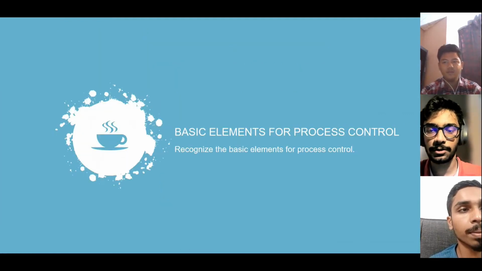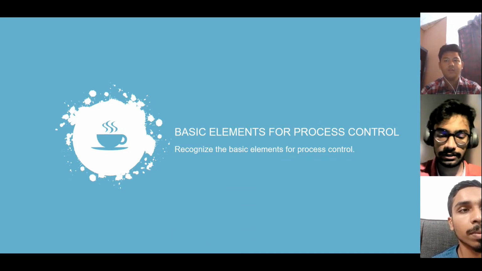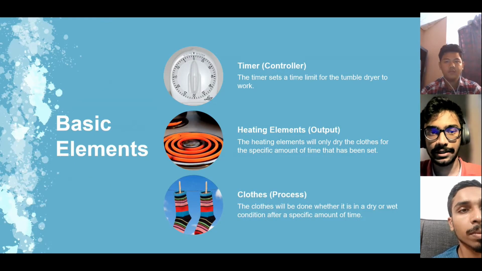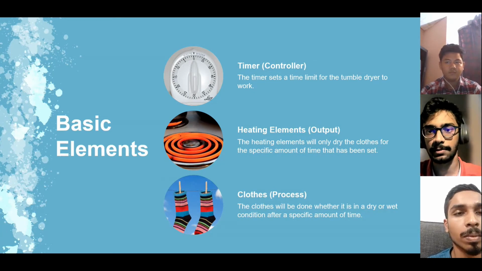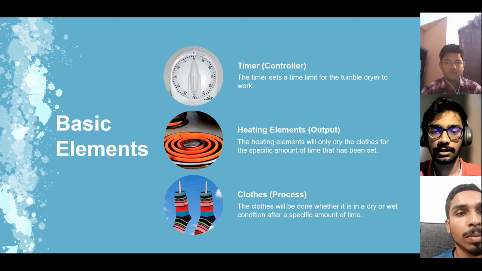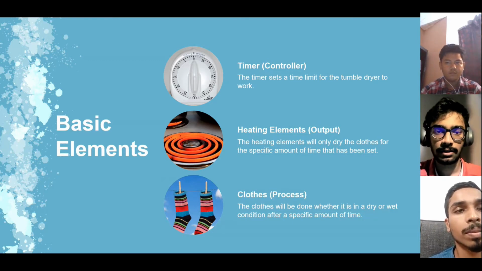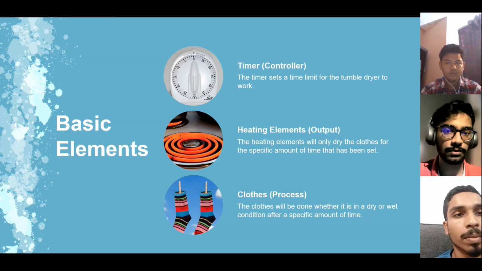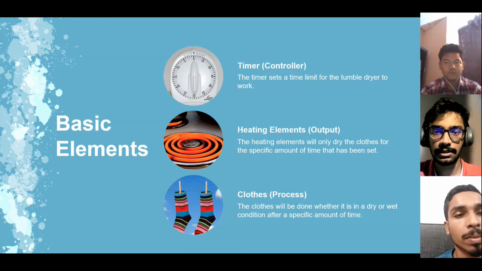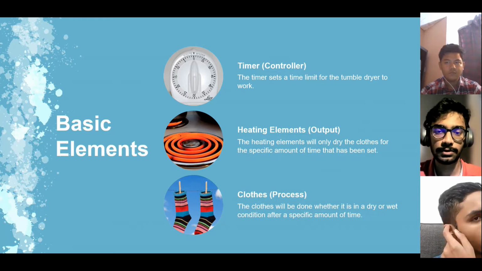So the basic elements for process control, is to recognize the basic elements for the process control. So let's just get into it. For the tumble dryer, the basic elements are the timer, heating elements, and clothes. The timer acts as a controller, where you set a specific time limit for the tumble dryer to work. It will just work on the time limit you have set. It doesn't matter if you put a lot of clothes or a small amount of clothes. It will just work until the specific time limit, which explains that this tumble dryer is an open loop system.